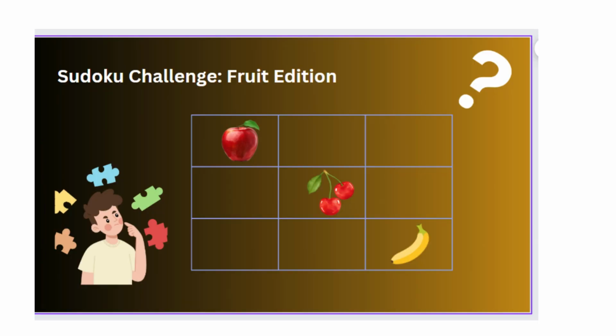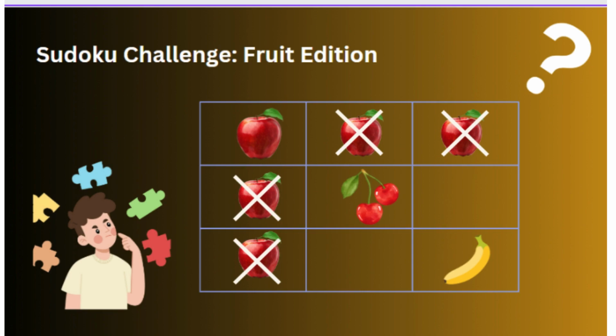A very simple and basic example of a Sudoku puzzle. Basically, in each row you should have one apple, one cherry and one banana. There should not be any repetition on the rows or columns. So if we have one apple here, we should not have any apple there, there or there, because it will be in the same row and column as the apple.